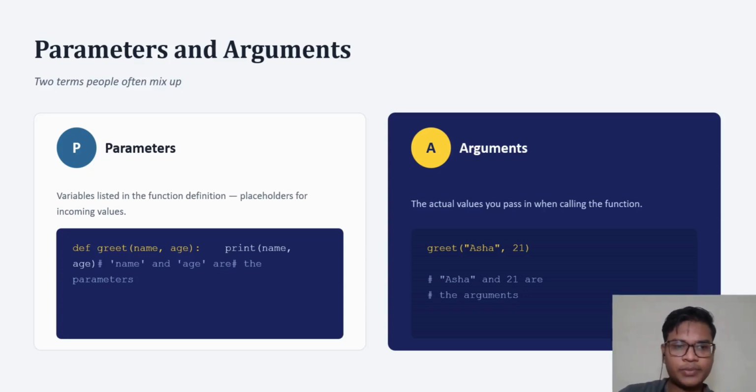You can do this. Here are some examples also. You have name and age here, and also 21. That is the parameter and that is the argument. I hope you understand all this.